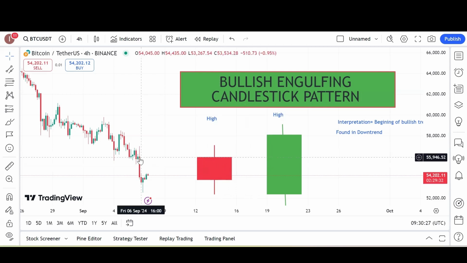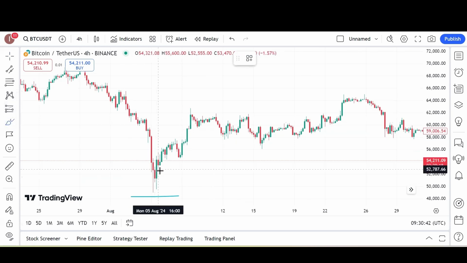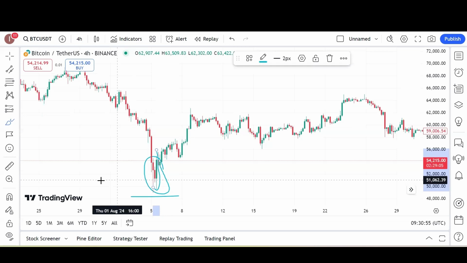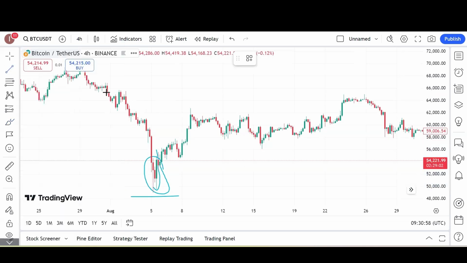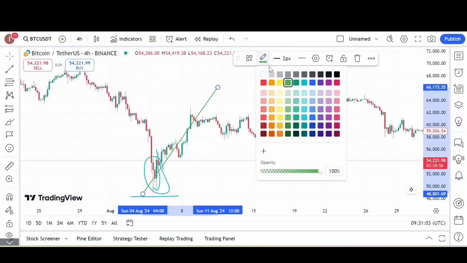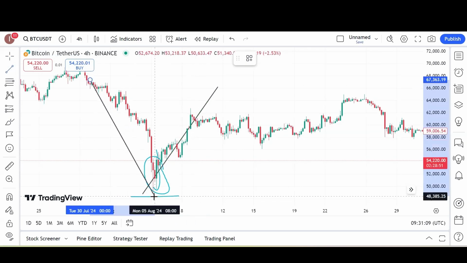As you can see here, the market price was in a clear downtrend. Now you can see the red candlestick appears here. Next, the bullish engulfing candlestick appears and engulfs the previous red one. And now the market is moving in an upward direction. Before, the market was in a downward direction.